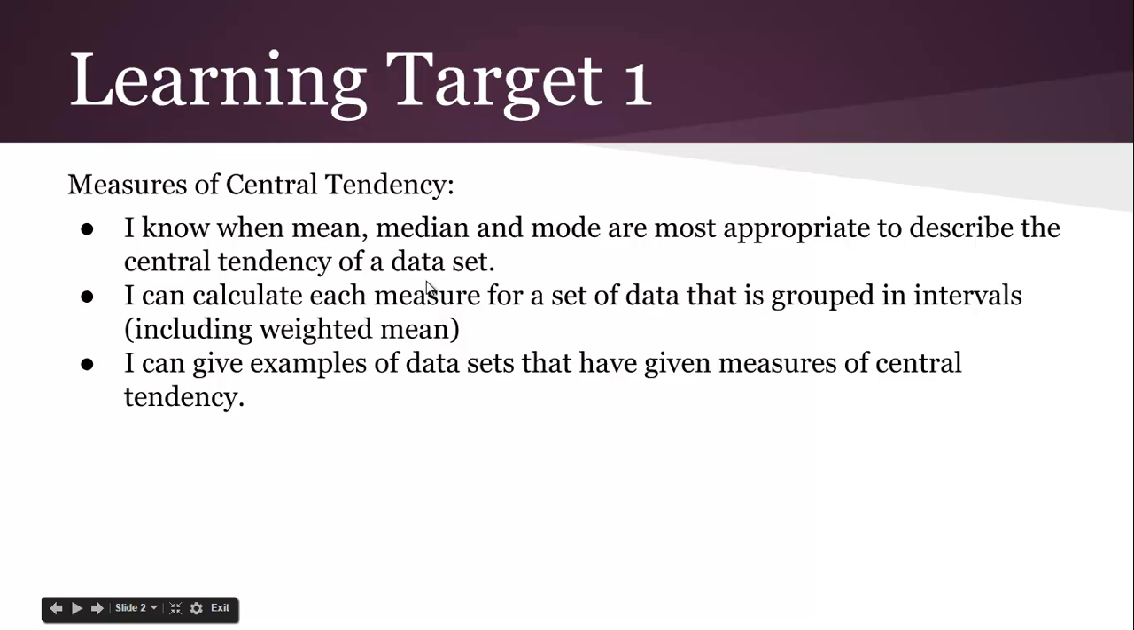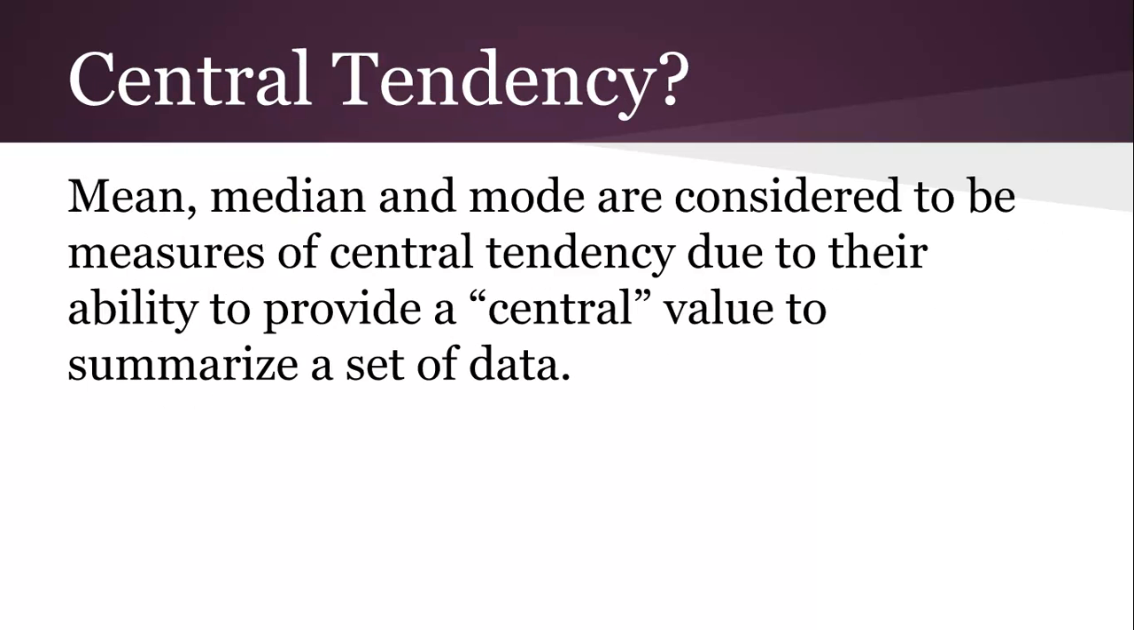What we're going to do here is look at mean, median, mode, and when each is most appropriate, although we rarely have to pick just one of them. On the report card they only give one number. They give the median for a specific reason, because they find that's the most appropriate measure. So we can talk about when each is most appropriate. You can calculate each measure for a set of data that is grouped in intervals, which is a little different than just adding up the numbers. And you can give examples of data sets that have given measures of central tendency.